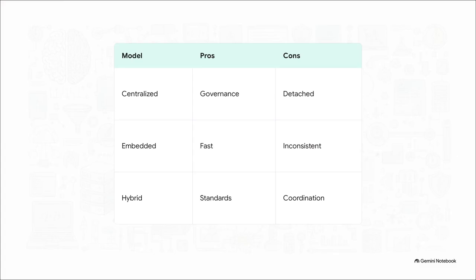Now, when it comes to structuring your teams to manage all this, it's always a bit of a trade-off. Centralized teams offer fantastic governance, but they can easily become detached from the actual business products. Embedded teams iterate super fast, but you run a high risk of inconsistency across the company. Because of this, the hybrid team model is highly recommended. You have a central platform team that provides the standard tooling, but your embedded practitioners apply those tools directly within the individual product teams. It's really the best of both worlds.